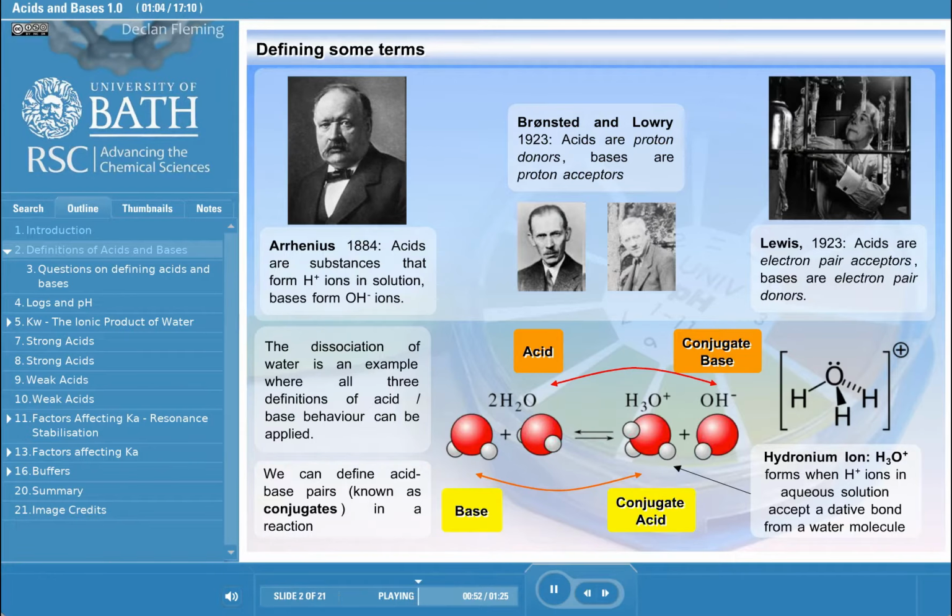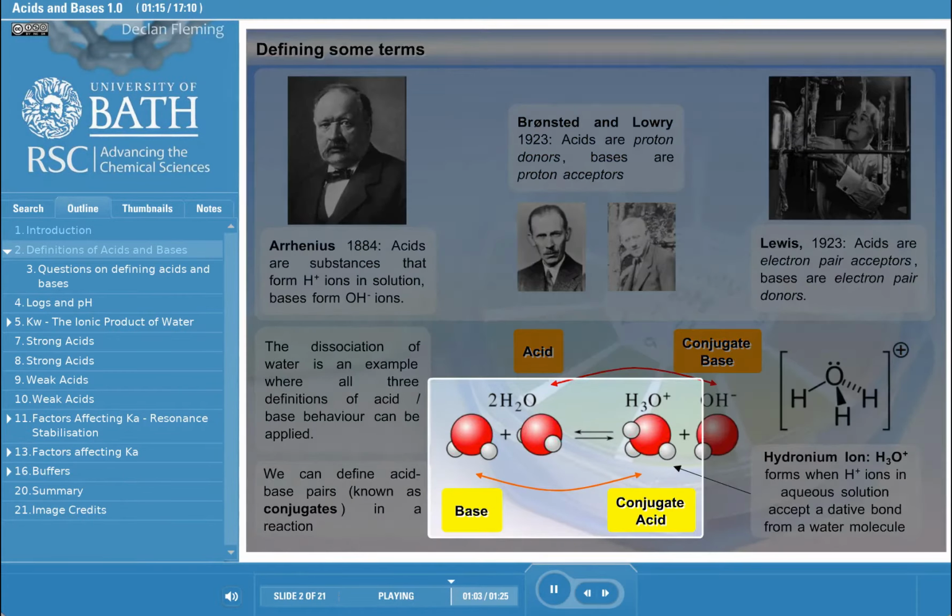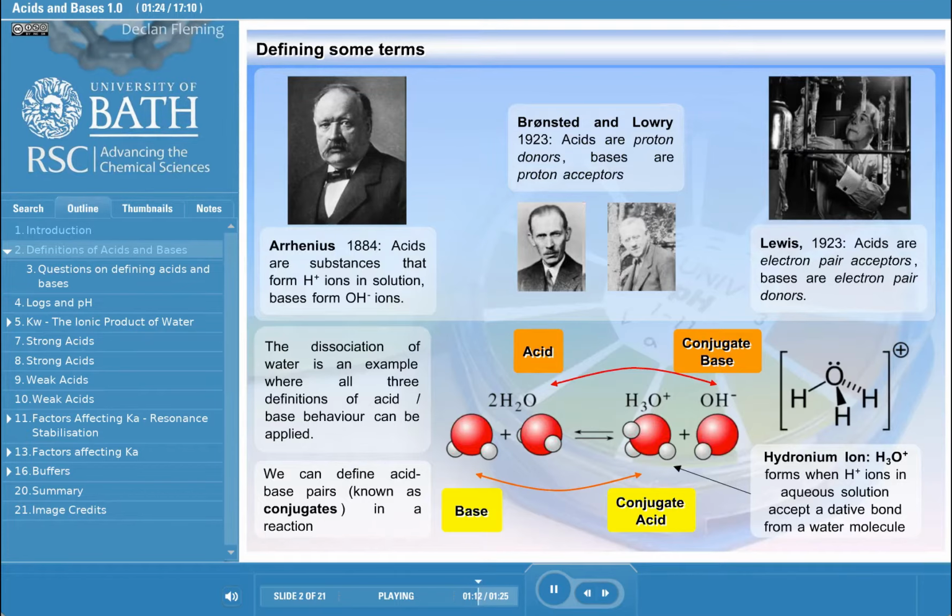In these reversible reactions, we can identify pairs which differ by a proton, known as conjugate pairs. This water molecule will accept a proton to form the hydronium ion, therefore acting as a base. That will release a proton to form water again, and in doing so will act as an acid, the conjugate acid. If you have a very strong conjugate acid, or base, like we do here, then the equilibrium lies to the left. In other words, water is neither a very good acid nor a very good base, which is hopefully not a surprise.